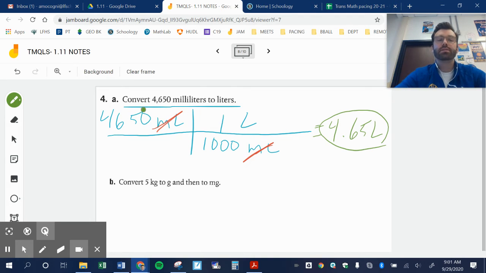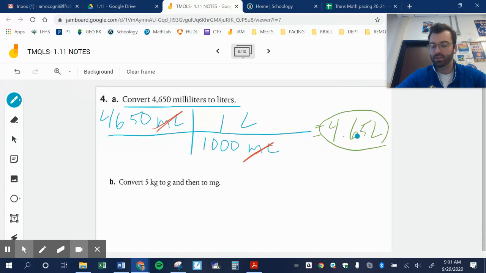All right, take a look here. It was a one-stepper for us, which is nice. 4650 milliliters. I want milliliters to be on the bottom here, so I have 1,000 milliliters for 1 liter. Then I end up dividing 4650 by 1,000 and get 4.65 liters.